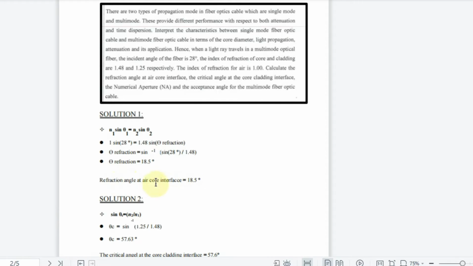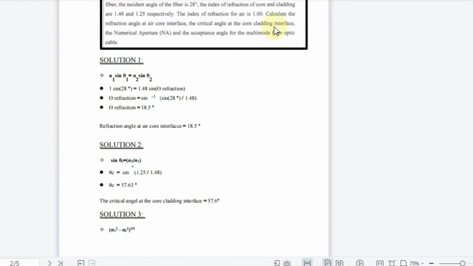For the second question, they ask us to calculate the critical angle at the core-cladding interface. The formula is: critical angle C equals the inverse sine of refractive index 2 divided by refractive index 1. The indices they have given us are for the core and cladding. After we calculate, we get a critical angle at the core-cladding interface of 57.6 degrees.